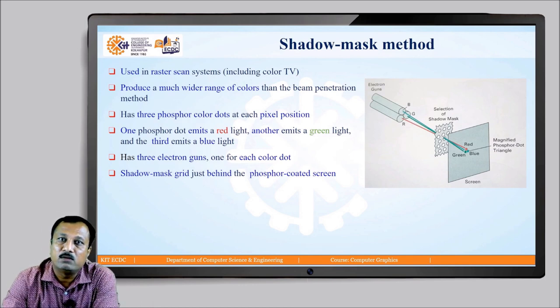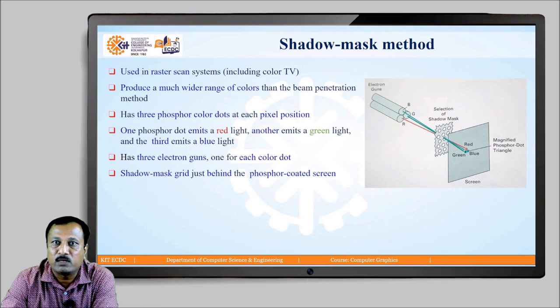The second method uses a shadow mask. This type of CRT display device is usually used in random scan systems. It produces a much wider range of colors as compared to the beam penetration method. In this method, there are three phosphor color dots at each pixel position, as shown in the figure on the left side of the screen.